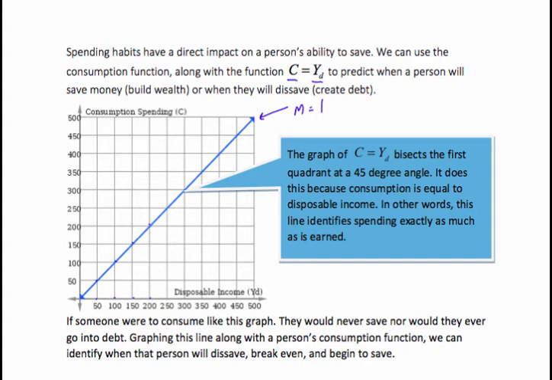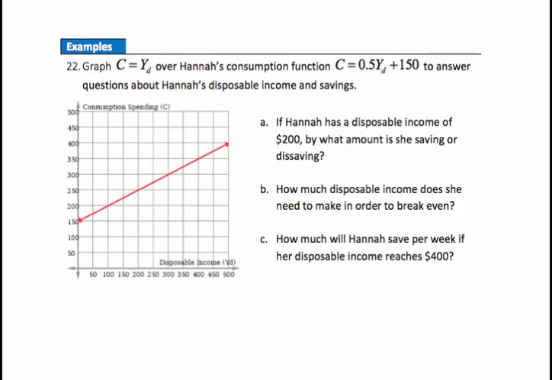So what we'll do is we'll take this break-even line, and we can compare it to somebody's consumption function, and we can find out how much money they have to earn for them to either break even, make money, or stay in debt. Okay, so now let's take this line and examine some of the people we've looked at in their spending habits. So I'm going to graph C equals YD over Hannah's consumption function. And remember, that was Hannah's consumption function before. And we'll be able to answer some questions here.